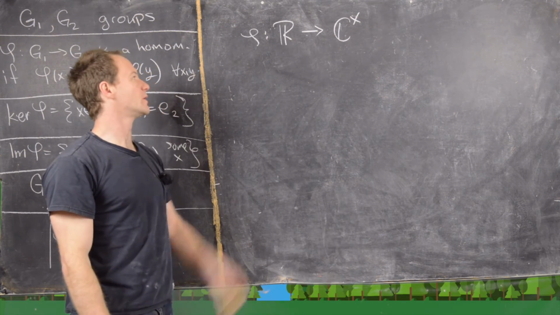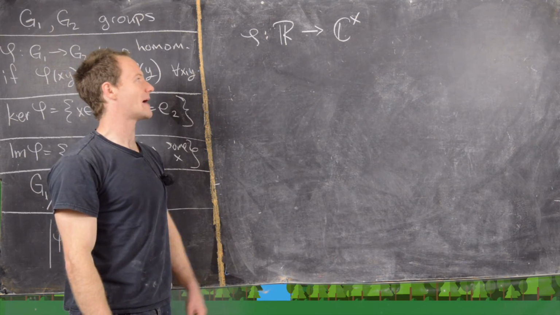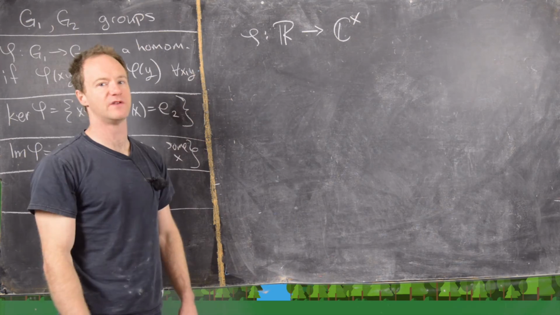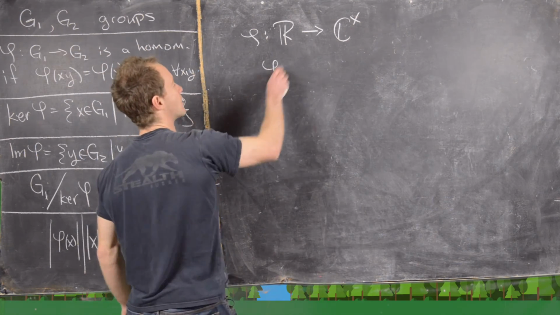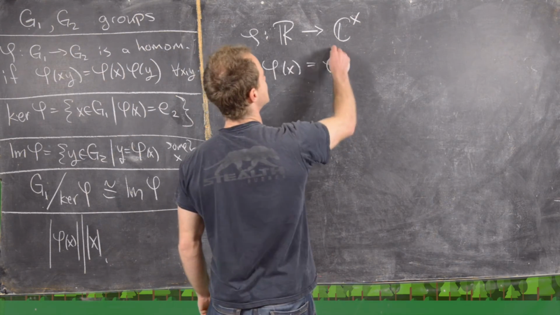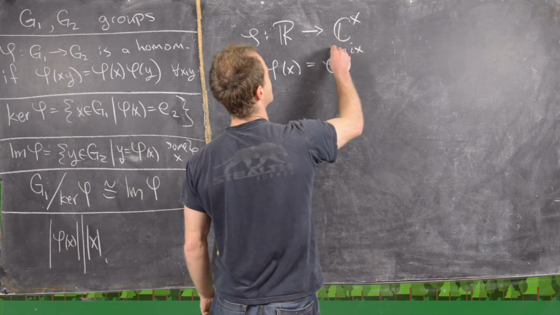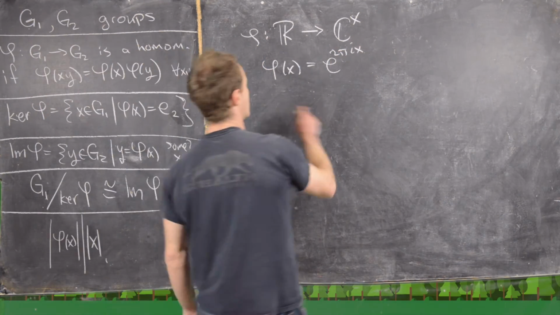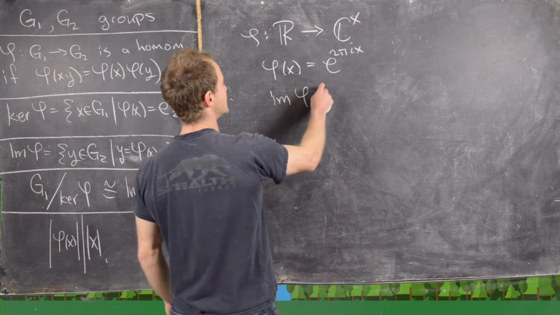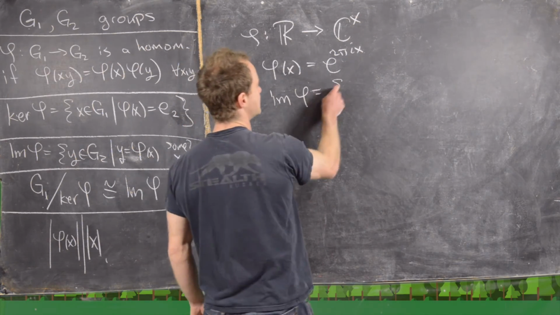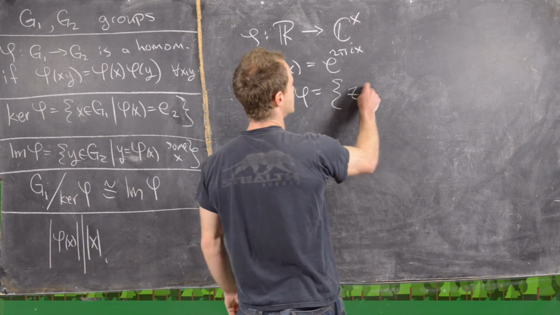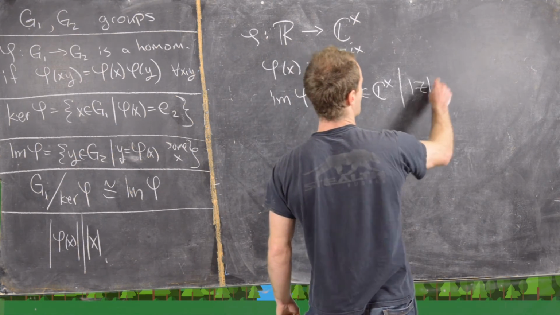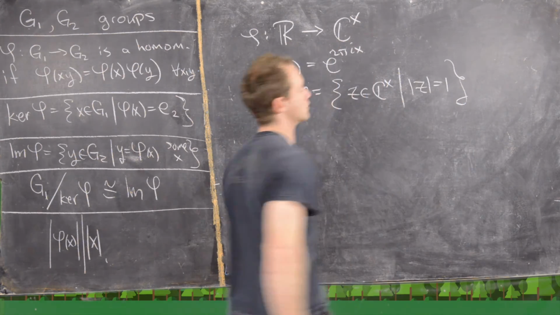Okay, so now the one we want to look at is this map from the additive group of real numbers to the multiplicative group of non-zero complex numbers, where we take phi of x to be e to the 2 pi i times x. Okay, great. So now it's easy to see that the image of this is going to be equal to all z in the non-zero complex numbers such that the modulus of z is equal to 1.